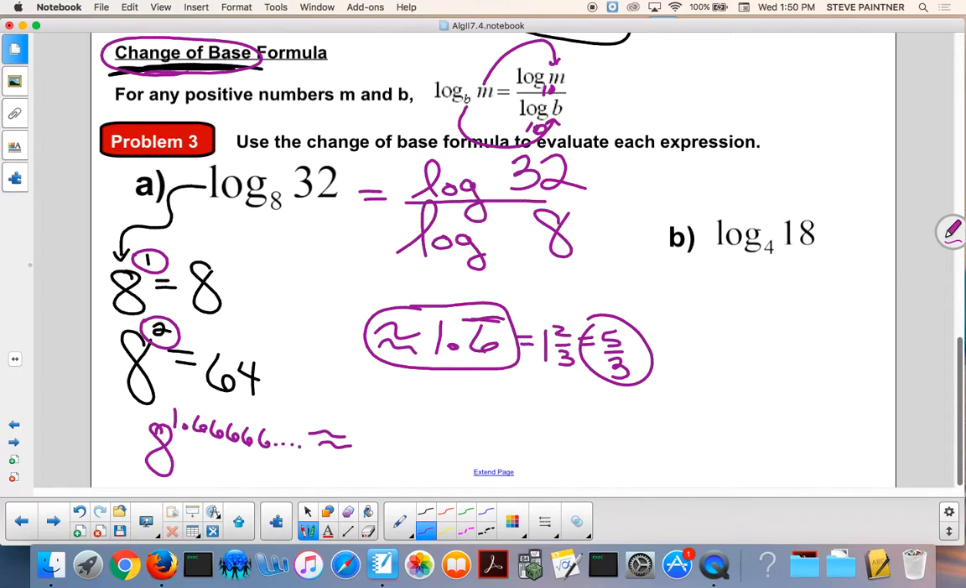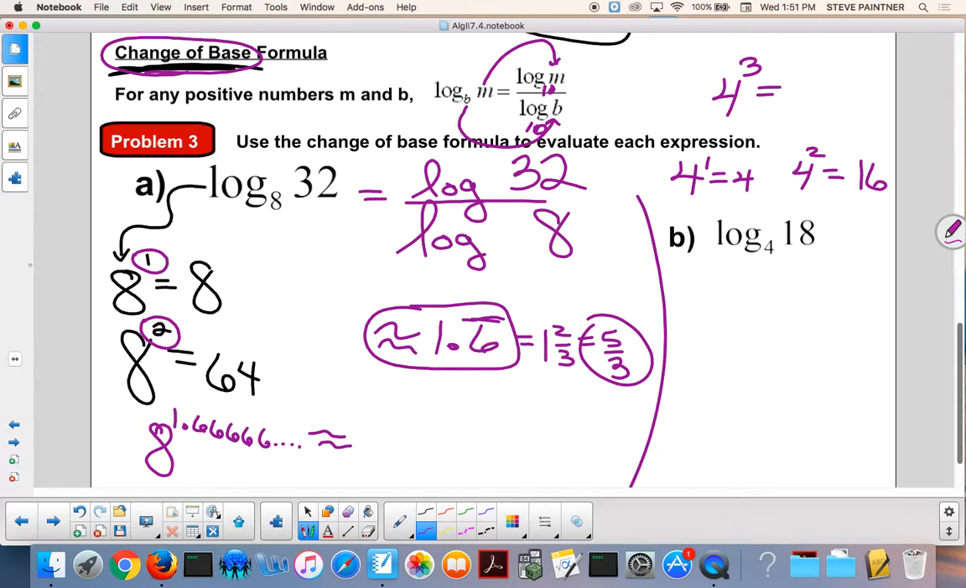Okay, next one, log of 18 base 4. This one's hard. I can't do it. Because 4 to the first is 4 and 4 to the second is what? 16, I'm not getting 18. What's 4 cubed, guys? Isn't it 64? Right? I missed it, guys. But I do know the answer's where? Between those two numbers, 2 and 3. I know it's in between 2 and 3.